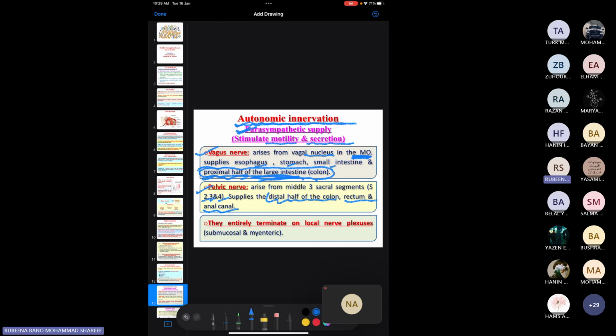This autonomic nervous system, be it parasympathetic or sympathetic, entirely terminates on local nerve plexuses. I mean, the intrinsic nervous system, the submucosal nervous system, and the myenteric nervous system. This enteric and intrinsic are both the same, and they consist of the submucosal plexus and the myenteric plexus.